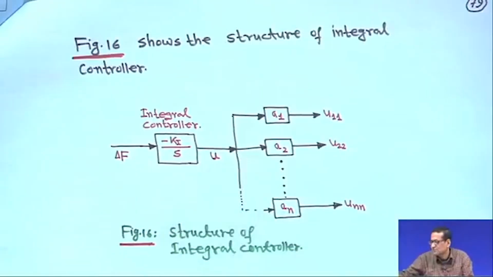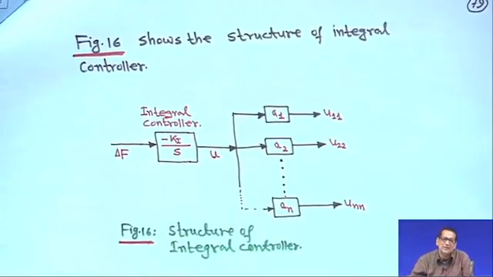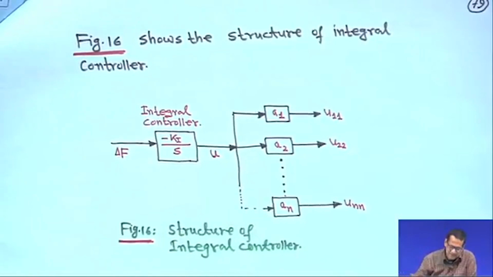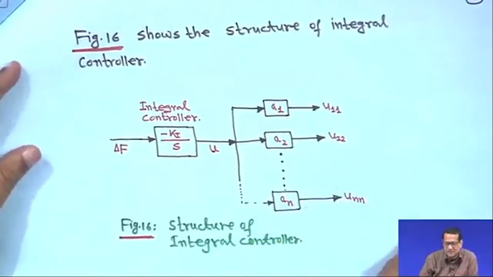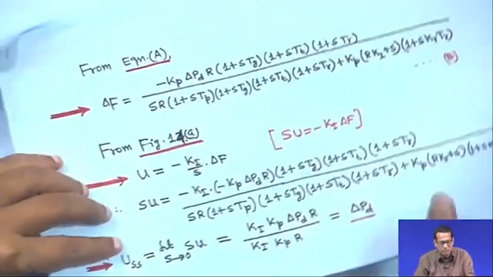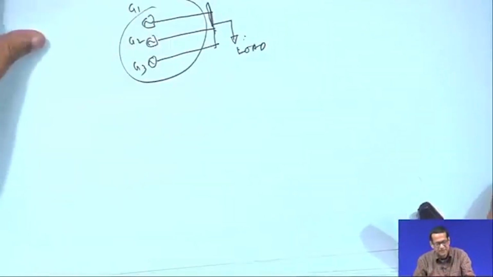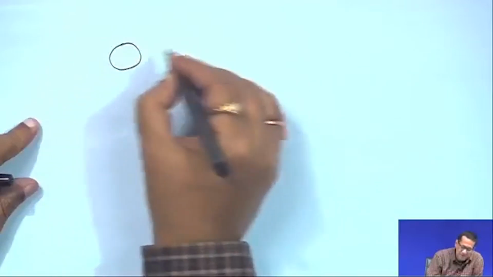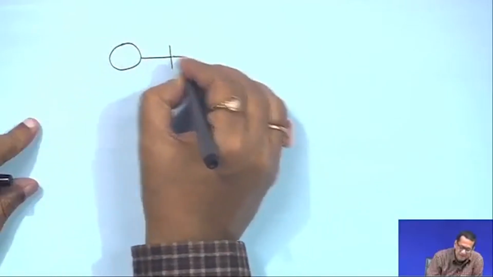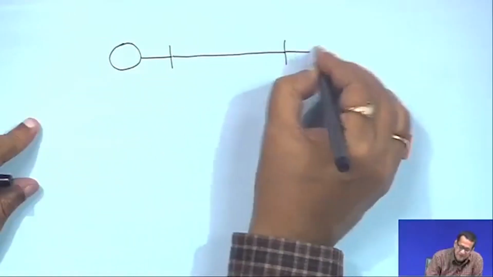We will only consider the linear power system. Next, we will consider the interconnected operation of power systems. That means two power systems, or n number of power systems, are interconnected, and then the concept of control area comes in. For example, suppose you have a power system, and you have another power system.